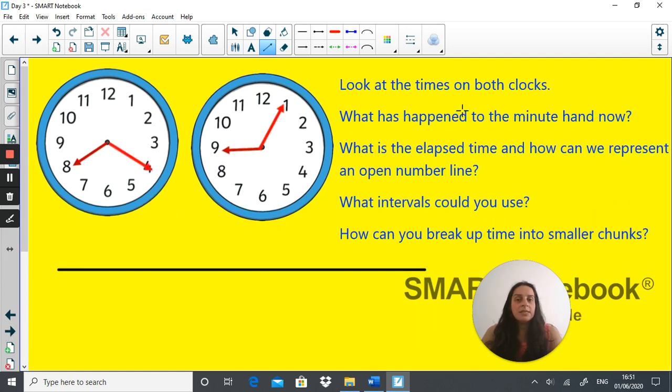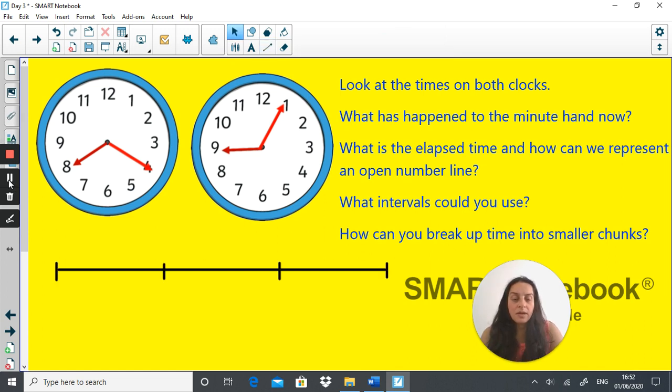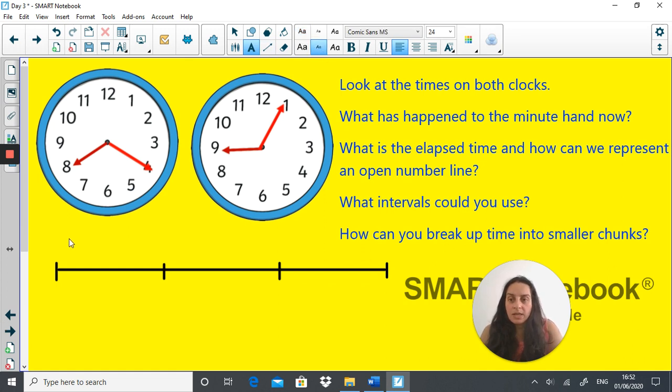And now, I'm not going to say anything. You know what I expect you to do. You've got 2 clocks, you've got a number line, and it's now up to you to pause the video and show me how you represent the elapsed time on a number line. Off you go.